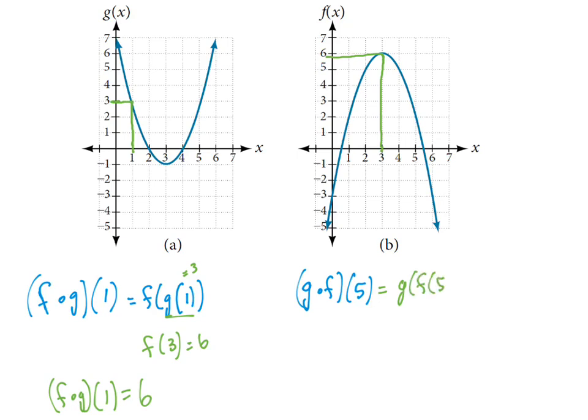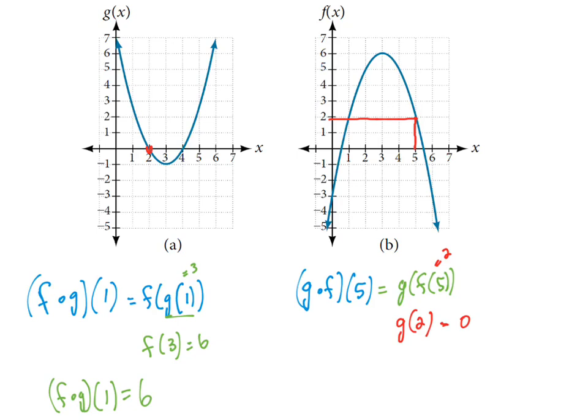So g of f of 5. So f of 5, we have right here, so that's going to be 2. So the inside part of that function is 2. So we're going to evaluate g of 2. So in the g function, we'll go over to 2, and that is equal to 0.